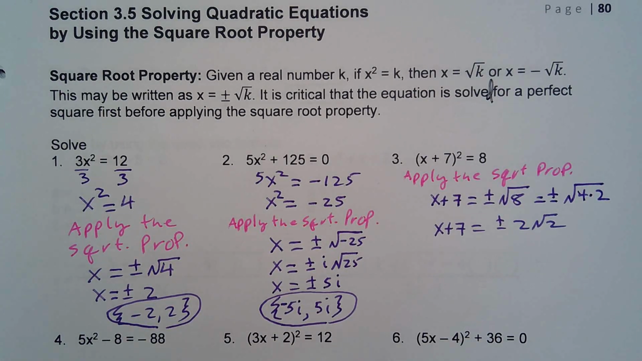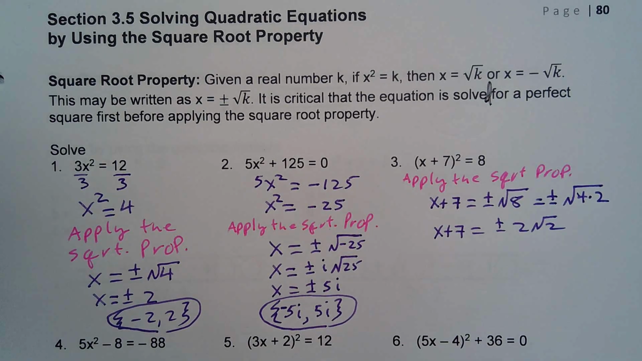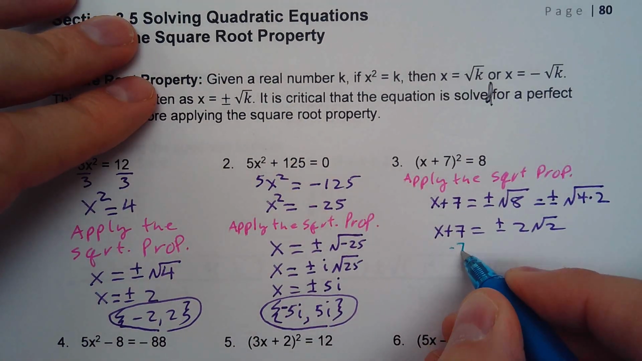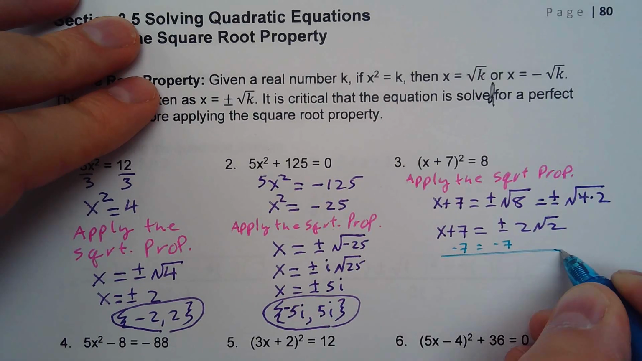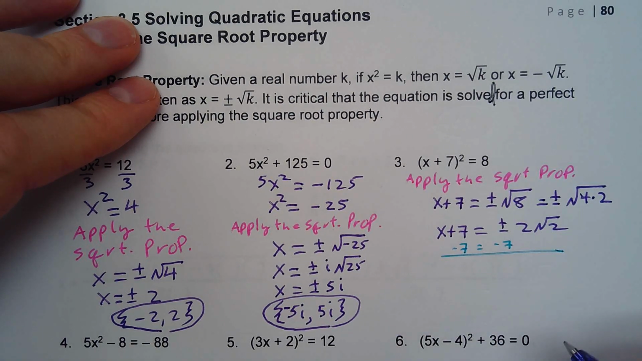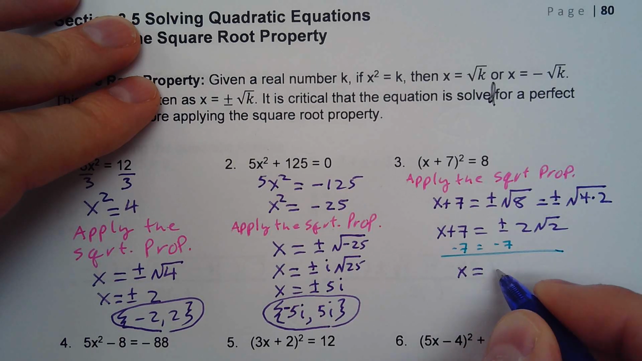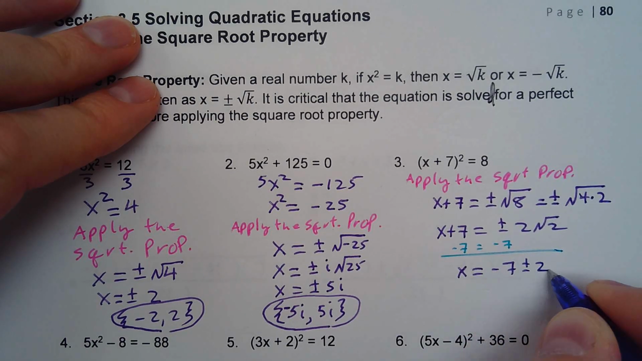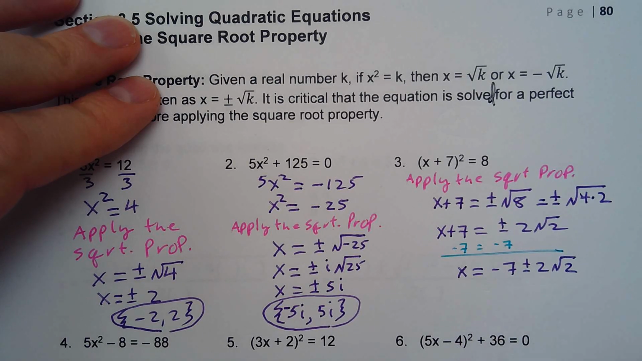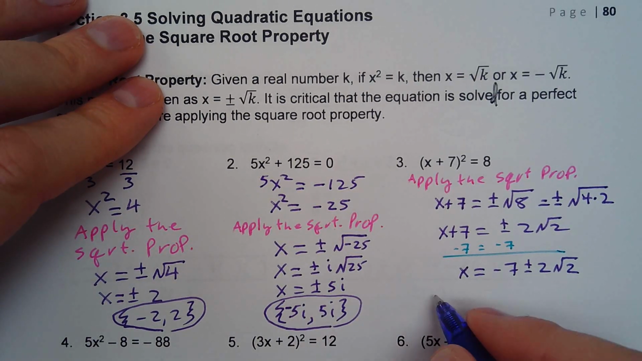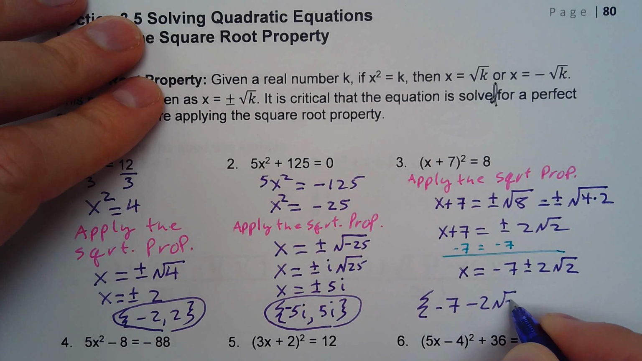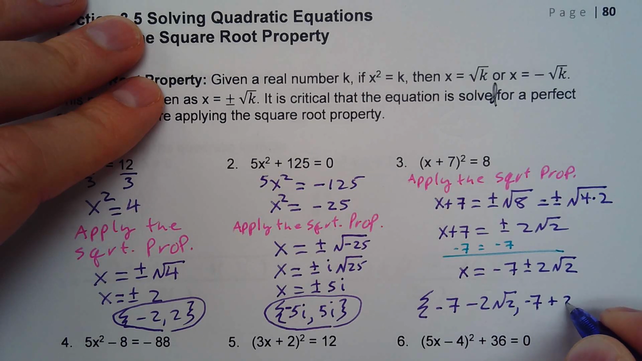Now I'm not done with this. I still need to get x by itself. So I do need to subtract 7 from both sides. Can't really combine that with the 2 square root of 2. So that gives me x equals negative 7 plus or minus 2 square root of 2. So my two solutions here are negative 7 minus 2 square root of 2 and negative 7 plus 2 square root of 2.